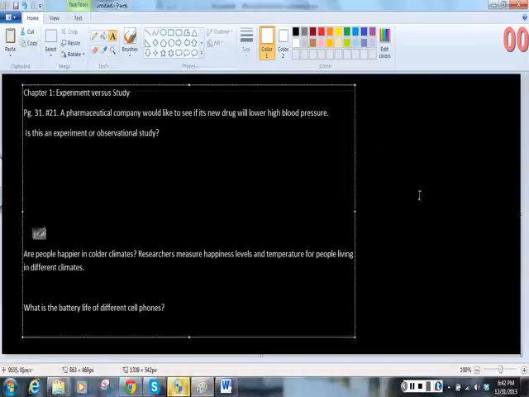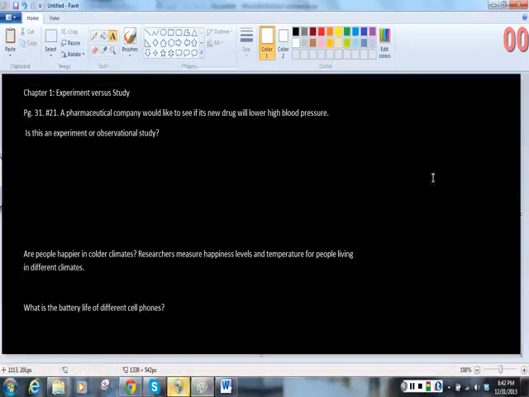Here's another example from Chapter 1. This is experiment versus observational study. A lot of students, when it came time to do their project at the end of the course, turned out not to quite understand the difference between an experiment and an observational study, so I'm focusing on it a little bit more.